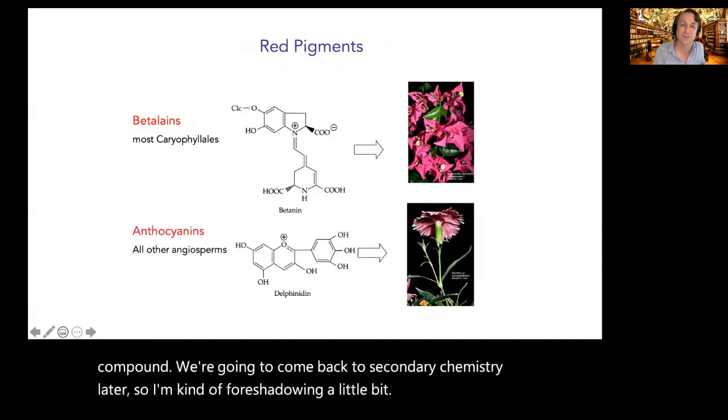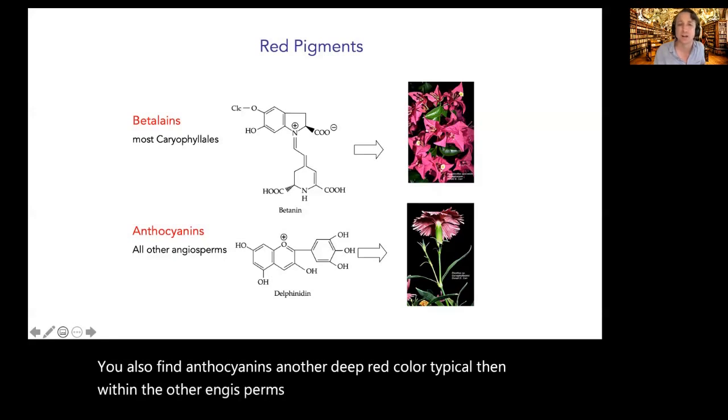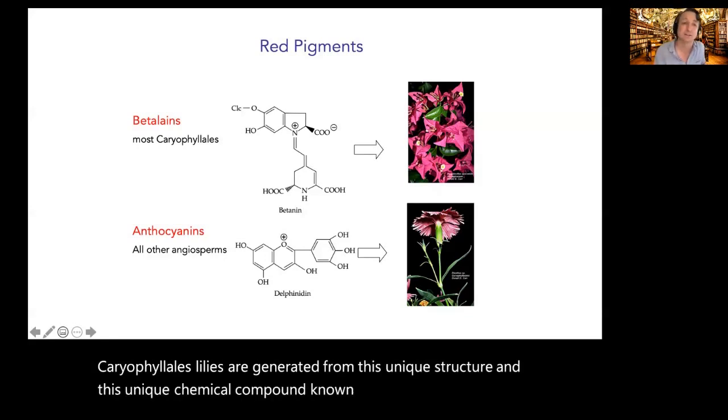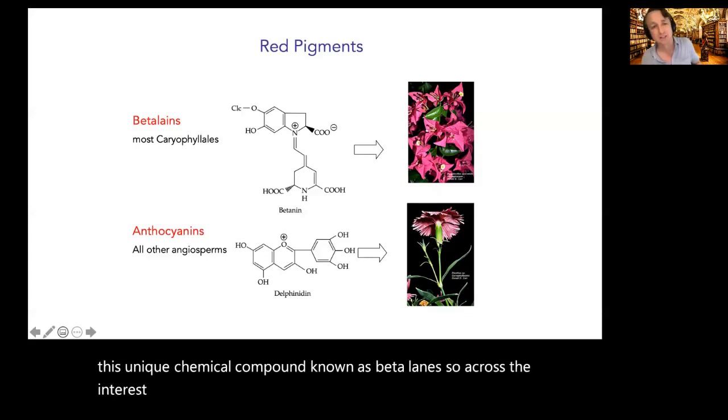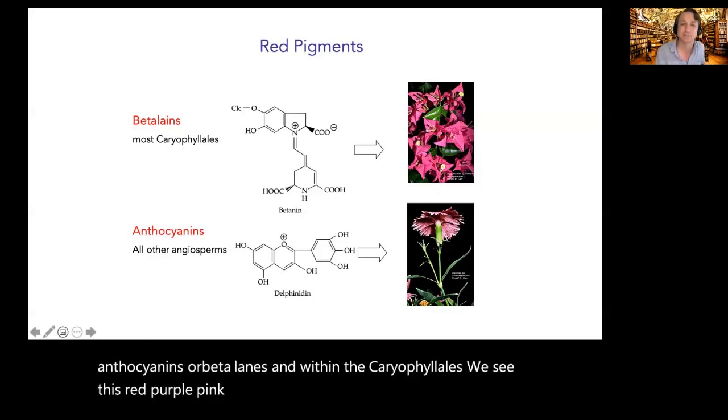You also find anthocyanins, another deep red color, typical within the other angiosperms. But the deep red color within the Caryophyllales is generated from this unique chemical compound known as betalains. So across the angiosperms, you can get the color red evolving either through anthocyanins or betalains. And within the Caryophyllales, we see this red, purple, pink color coming from betalains.